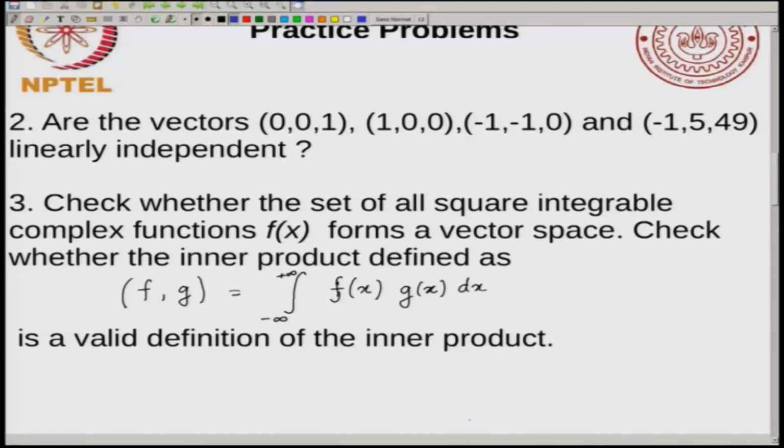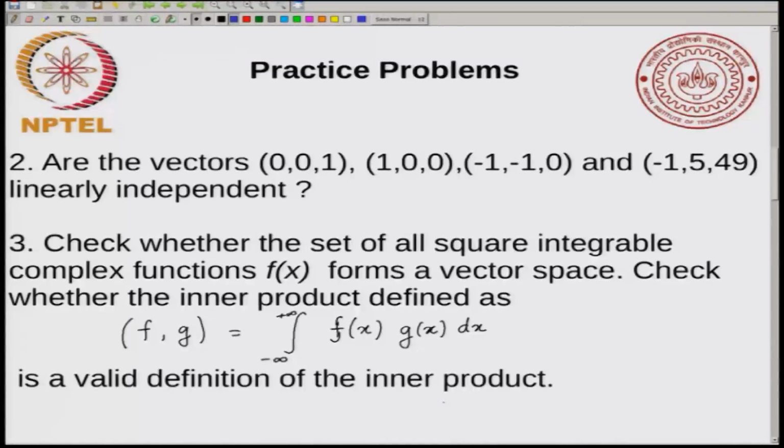You are asked whether the vectors 0 0 1, 1 0 0, minus 1 minus 1 0 and minus 1 5 49 are linearly independent. Now, the answer is no, and the reason is that 4 vectors in 3D space cannot be linearly independent.